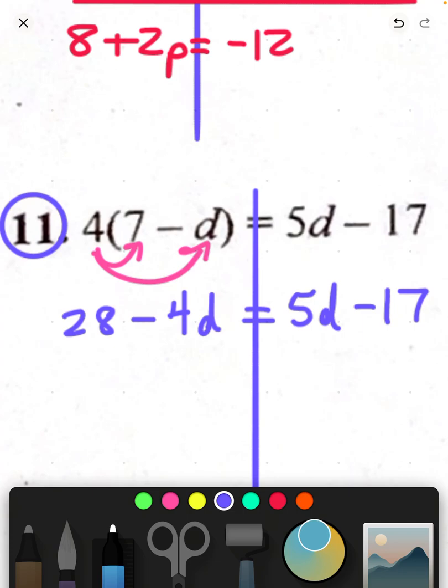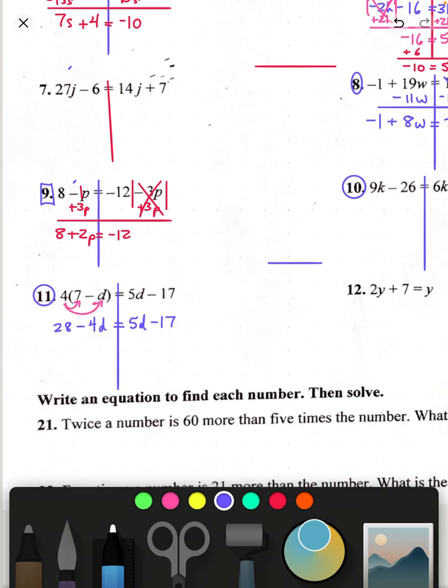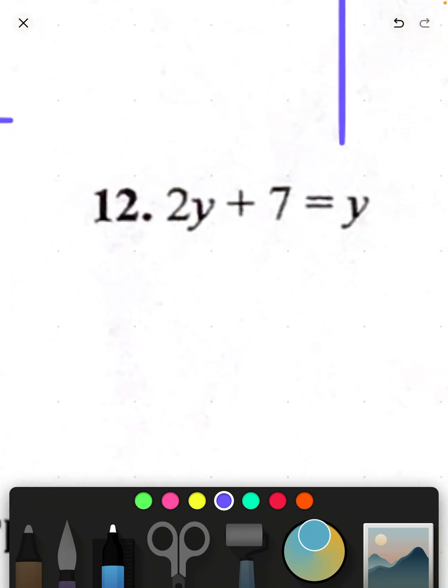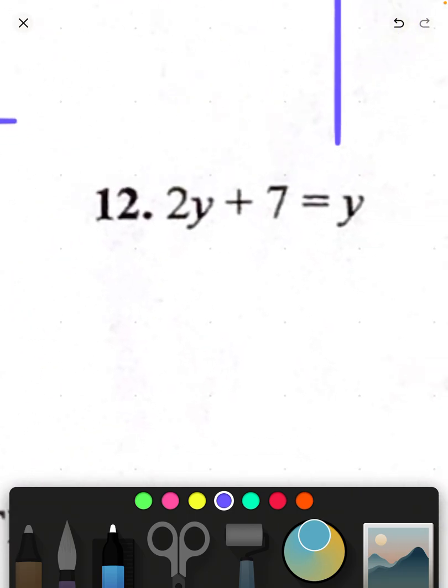You can go either way, right? I would add 4d to both sides and then add 17 to both sides and then divide by 9. But that's your world. Okay, now this one doesn't get much simpler than number 12.